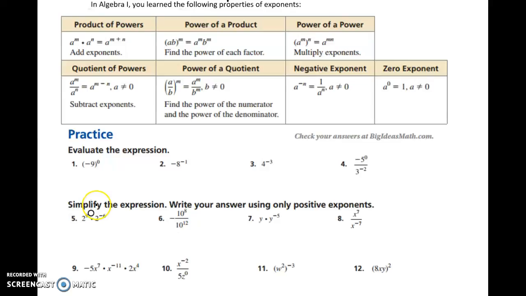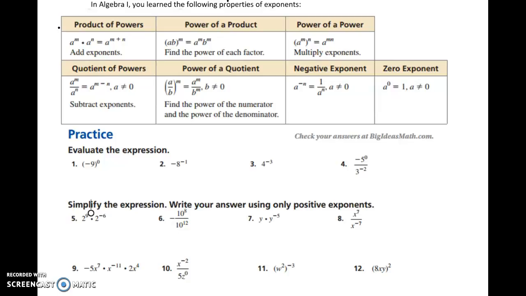To start the next section, we need to remind ourselves of the properties of exponents that you learned in Algebra 1. So take a look at the product of powers, the power of a product, and the power of a power. We can see here that when we multiply the same base with different exponents, we can add the exponents.